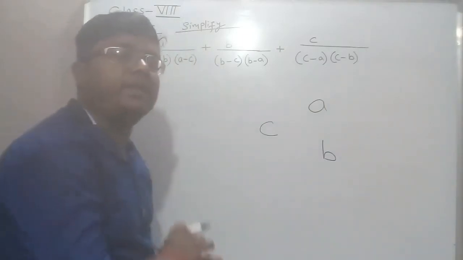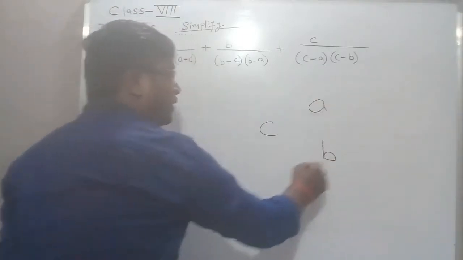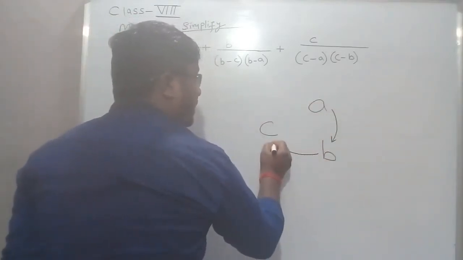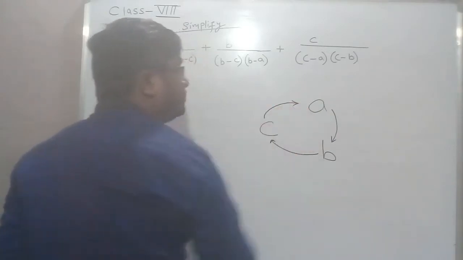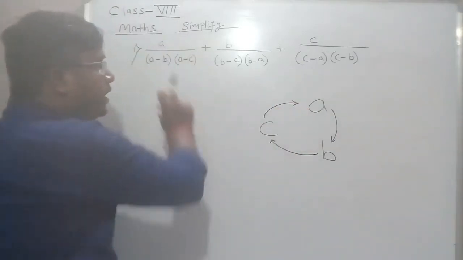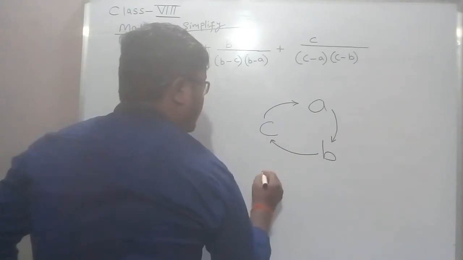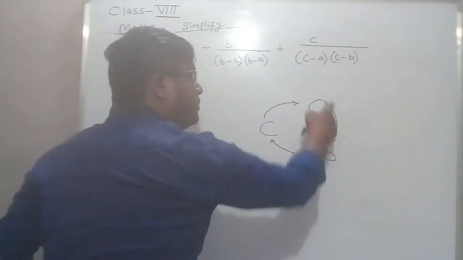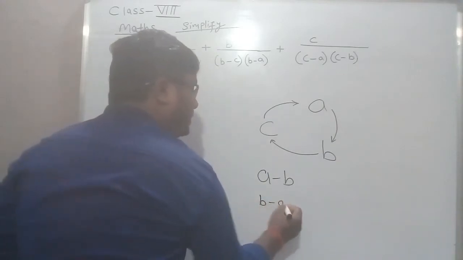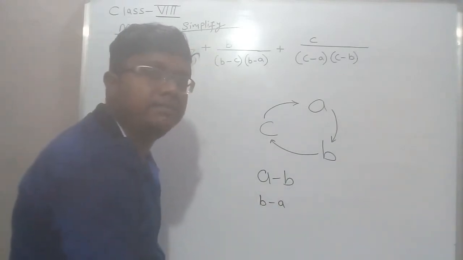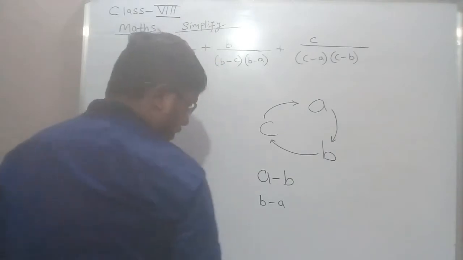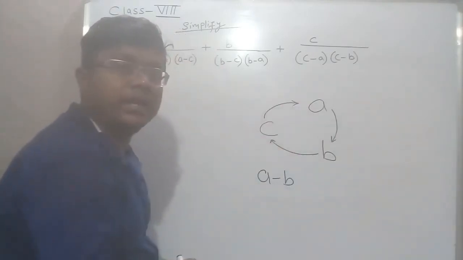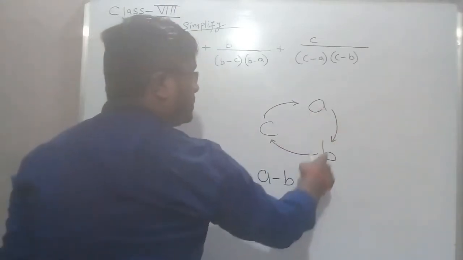But they must be in one order. Like I am going to move in a clockwise direction, from a to b, b to c and c to a. So in a question if there is a minus b, it is okay. But if there is b minus a, then we have to make it a minus b. We have to remember that. Cyclic order means it must be in one order.